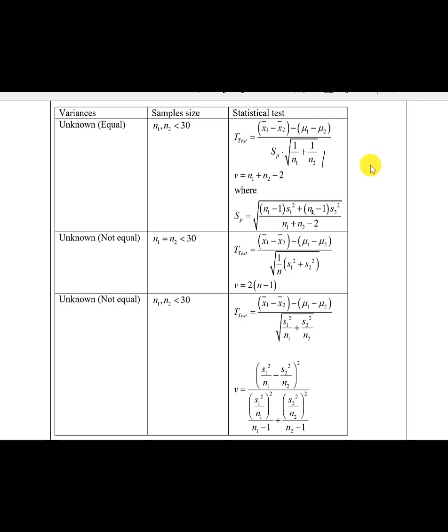Then you must know in which cases to use each formula. Usually for your final examination, the question will state the type of the variance, for example that the variance of the population is unknown but equal, or that the variance is unknown but not equal. You must determine on your own by looking at the type of the variance and also the sample size. Then you just use the formula.